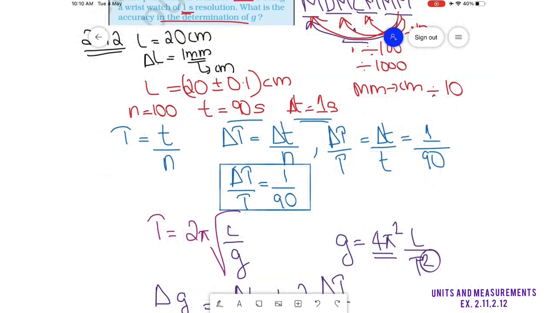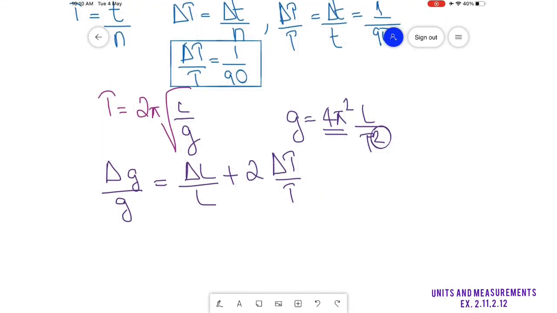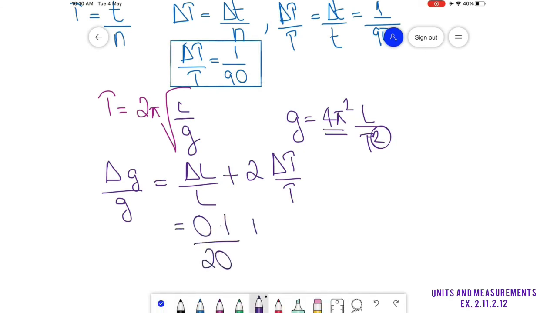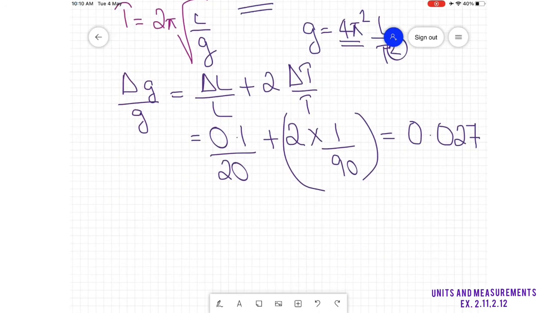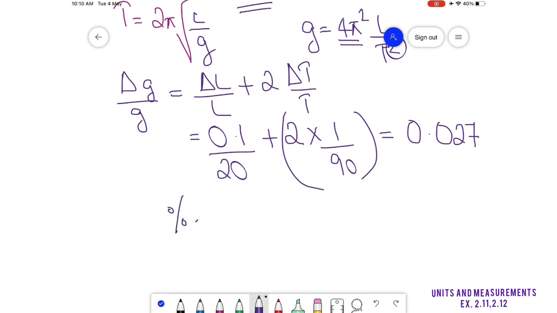Now insert the values. We need to find the percentage error of g. What is the delta L value? We found 1 millimeter, that is 0.1 centimeter. L is 20 centimeter. Plus 2 times delta T by T, which is 1 by 90. Solve this equation and we get 0.027 as the value. If you want the percentage error, multiply by 100. So we get 2.7%.